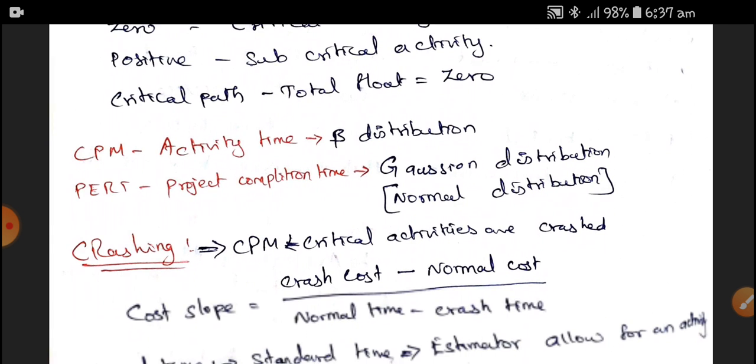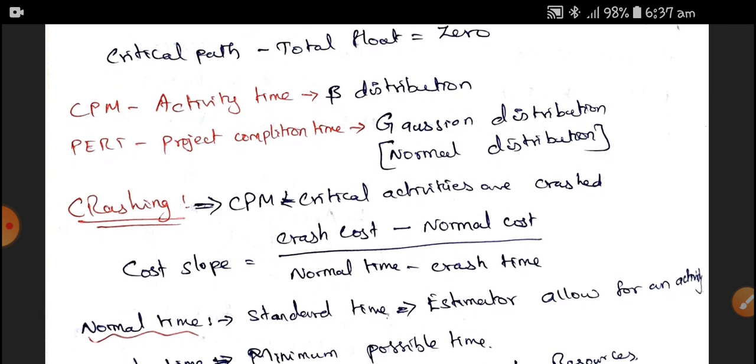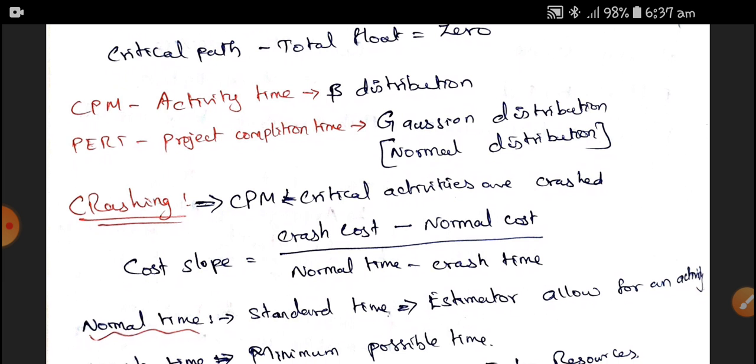Here we have to know what is meant by crashing. Crashing is always done in the critical path method, CPM. That is, critical activities are crashed. So that is called crashing.